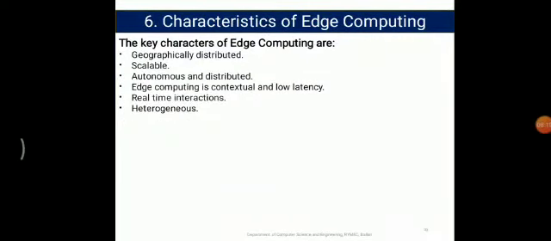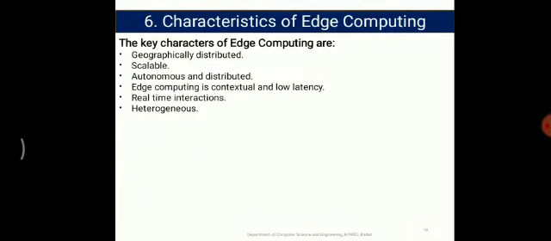Next comes the characteristics of edge computing. The key characteristics of edge computing are: first, it is geographically distributed. It means the services and the applications of the edge are widely distributed. They are scalable, autonomous and distributed. Edge computing is contextual and has low latency.